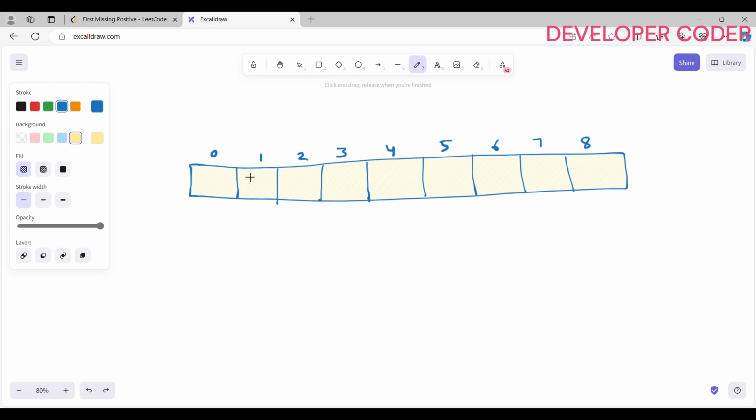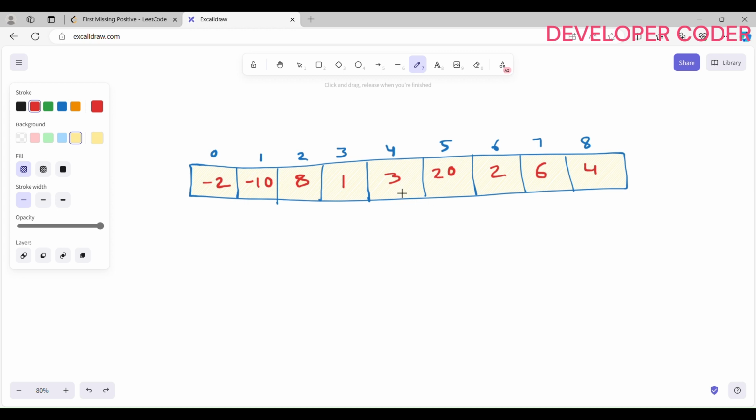Okay, so now let's fill the elements in the nums array. So I am filling here 1, here I have filled 2, here I have filled 3, here I have filled 4, here I have filled 8, okay, I haven't filled 5, right? And here I have placed 6, and here I have placed 20, okay, and here I have placed minus 10, minus 2. Okay, these are the numbers that I have placed.